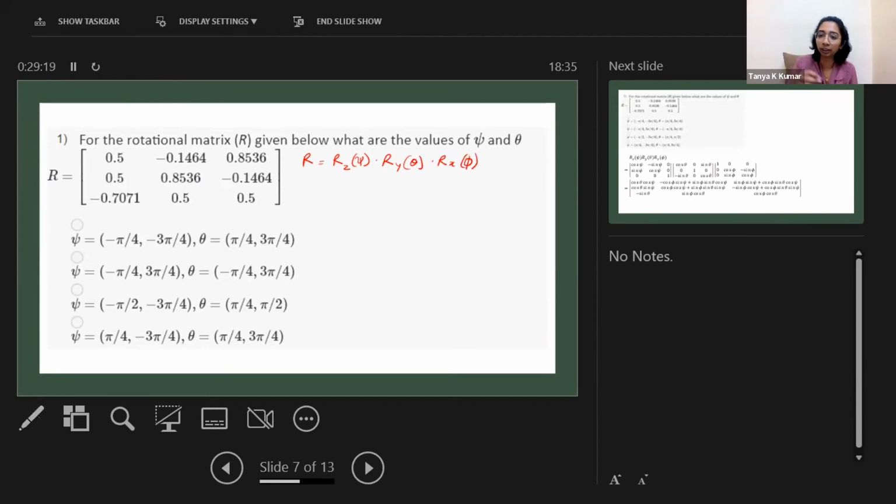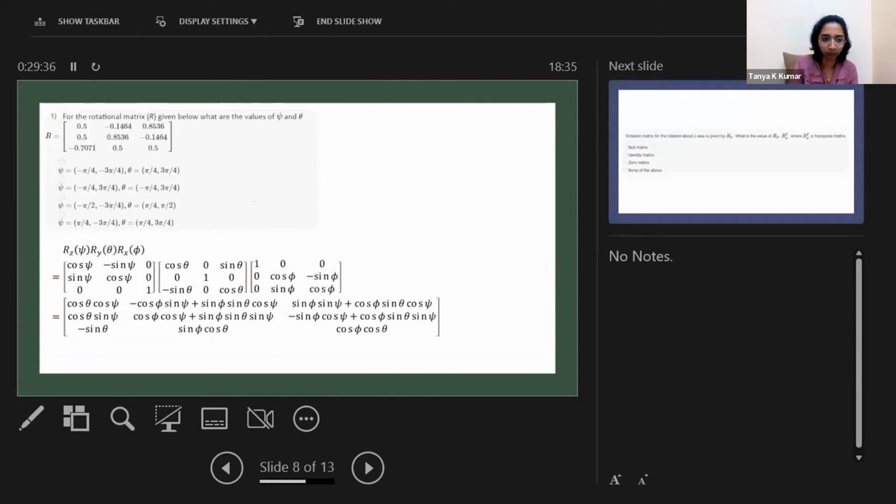How do you get the final rotation matrix? You multiply these individual rotation matrices. Now, what are these Rx, Ry, Rz? If you rotate a body about just the z axis, you get a certain matrix. I believe you know these equations, so we'll just go to the next slide. I've written them down.